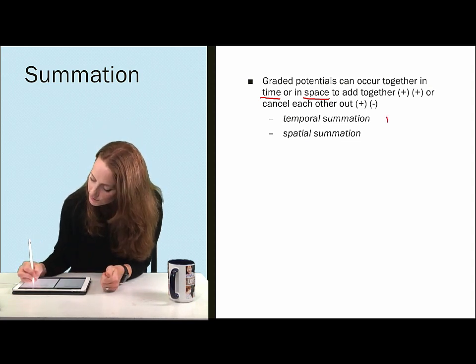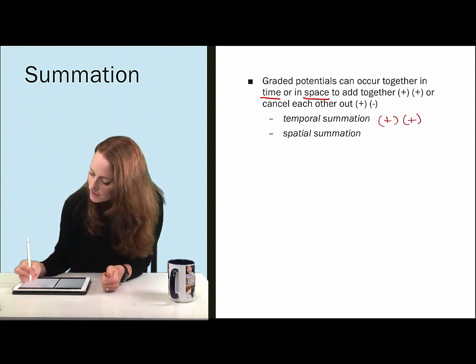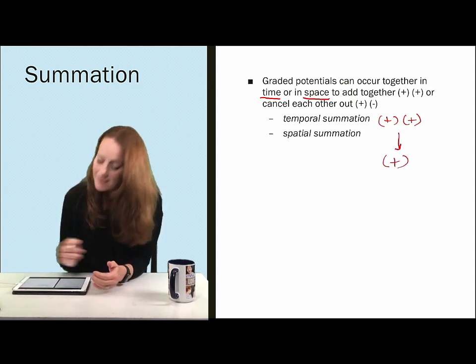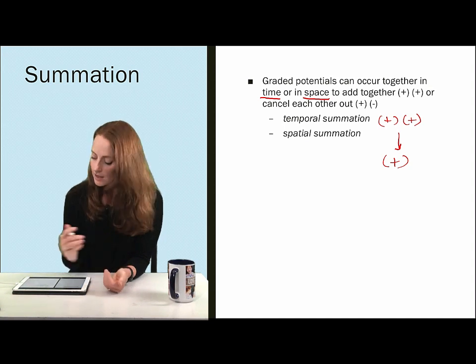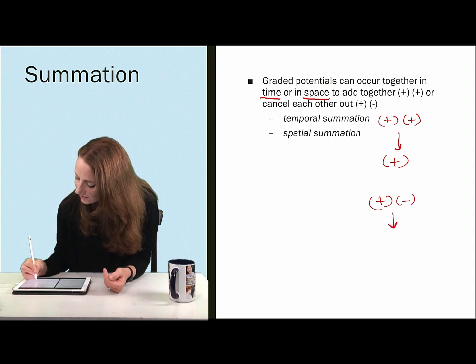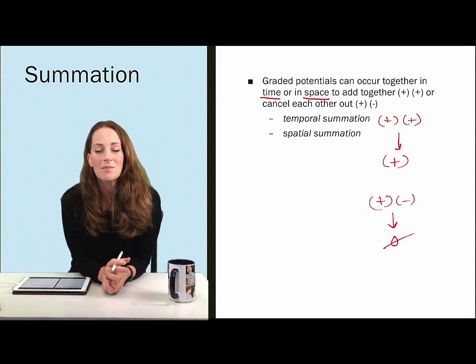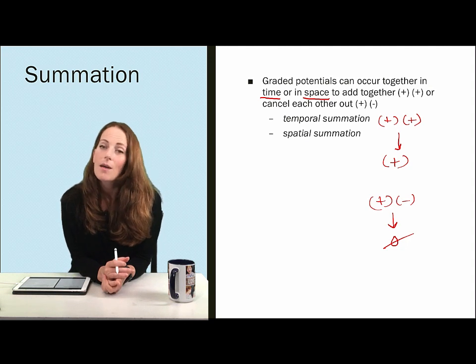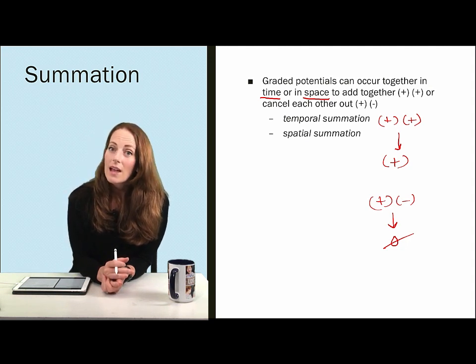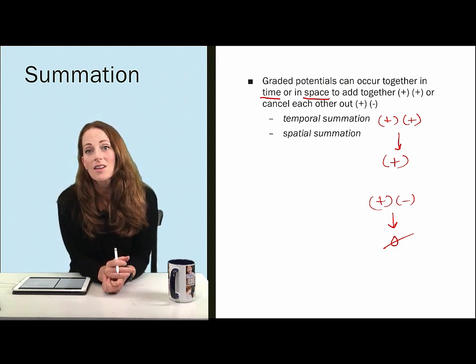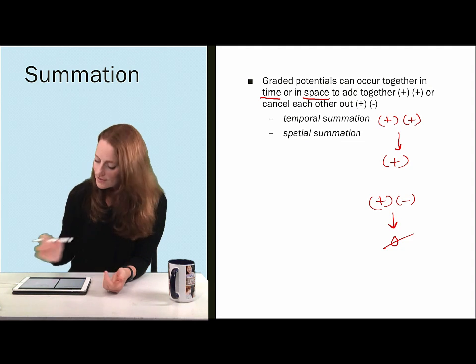If you get two graded potentials that are excitatory in time or in space, then they're going to add up to a bigger stimulus to the neuron. If you get two graded potentials that cancel each other out, then effectively you will have no stimulus to the neuron at that particular point in space or time. So it is the graded potentials that are going to add up to lead to either cancellation of the stimuli or increased stimuli that can eventually lead to action potentials.